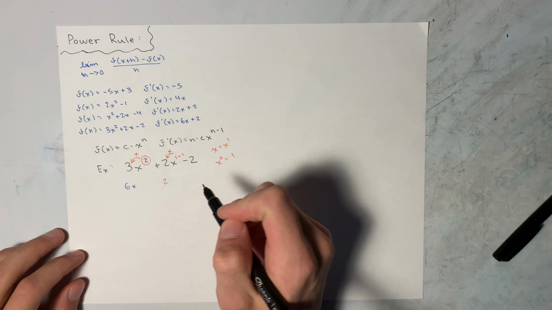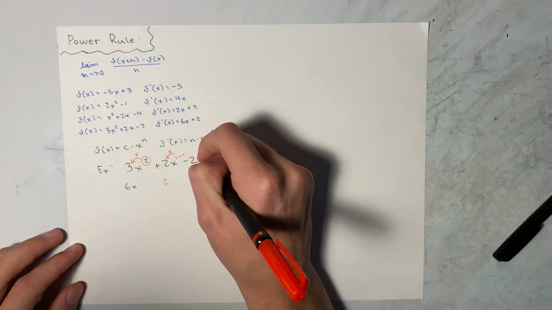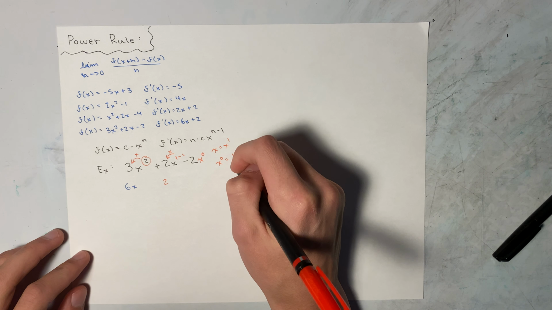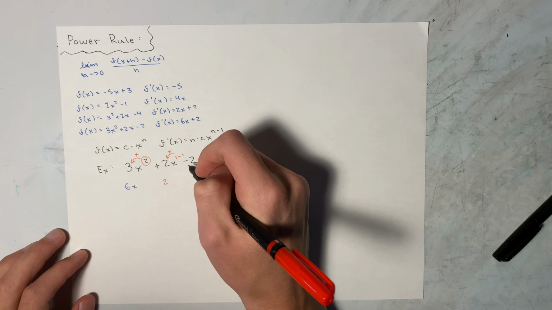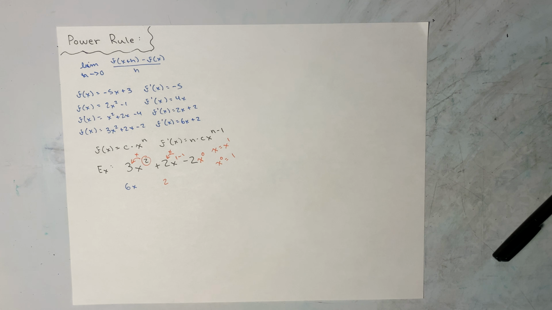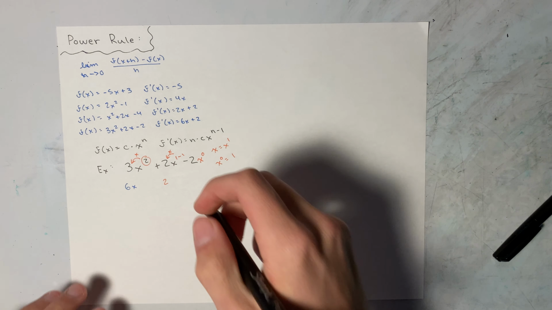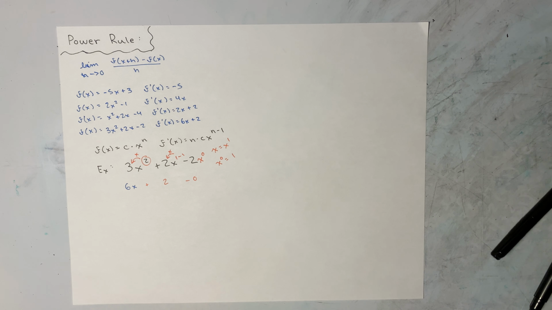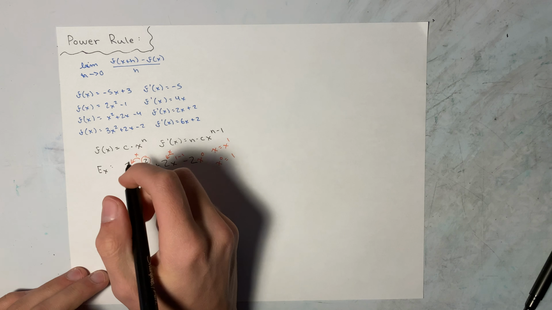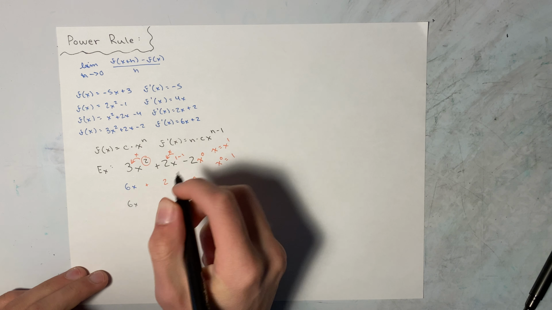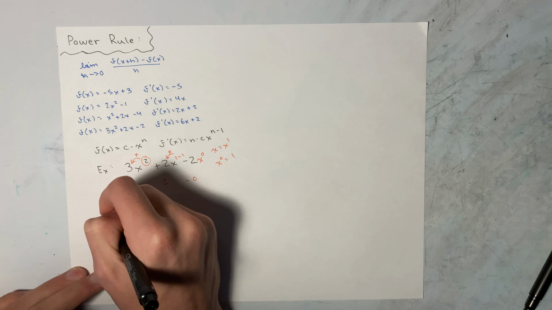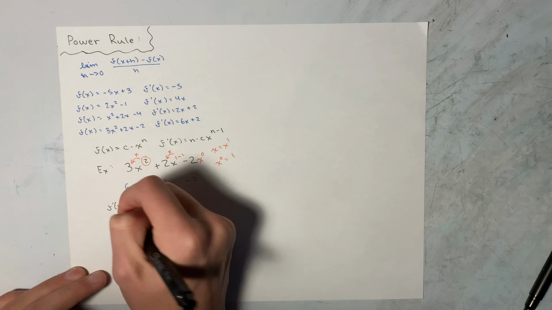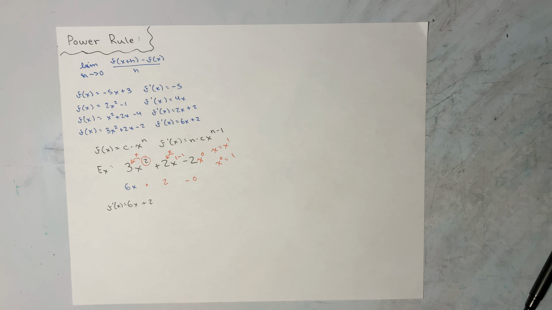Now in this case with the negative 2, we can imagine an x to the 0 right here, because x to the 0 is equal to 1. So 0 times 2 is just 0, and it would just essentially be minus 0. So we're left with the derivative of this equation being equal to 6x plus 2. Hopefully that makes sense. It's relatively easy.